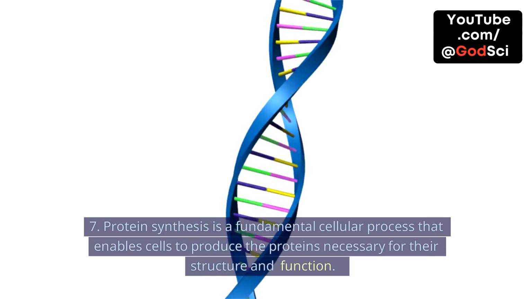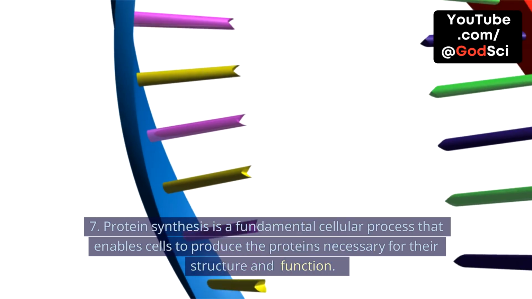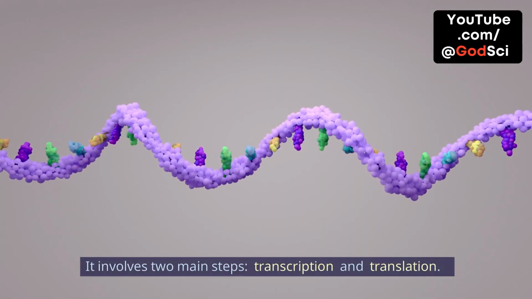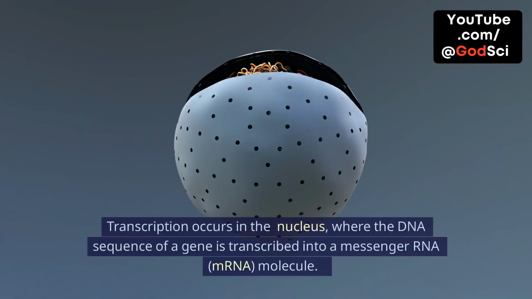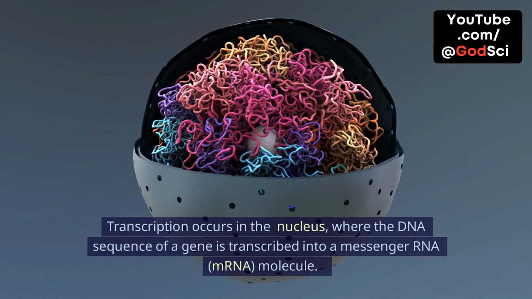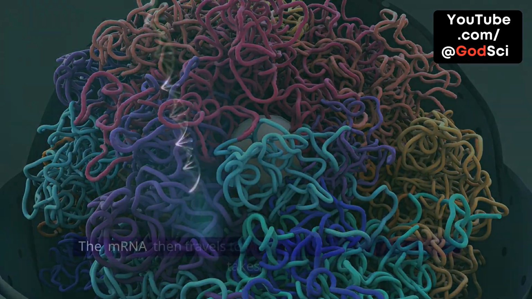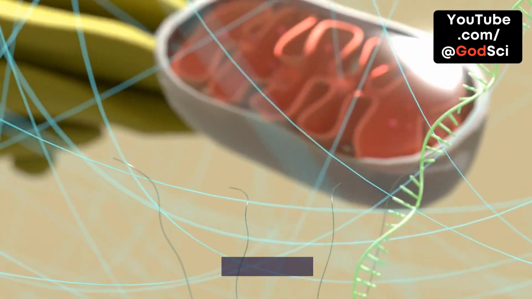Protein synthesis is a fundamental cellular process that enables cells to produce the proteins necessary for their structure and function. It involves two main steps: transcription and translation. Transcription occurs in the nucleus, where the DNA sequence of a gene is transcribed into a messenger RNA, mRNA, molecule. The mRNA then travels to the cytoplasm, where translation takes place.